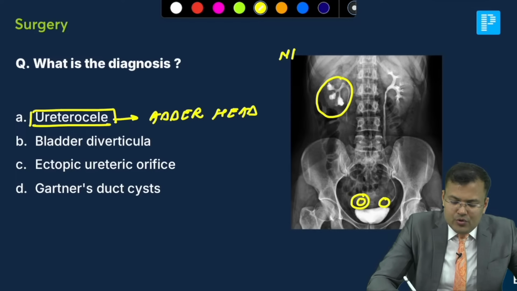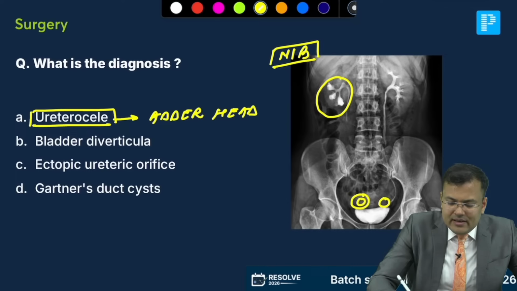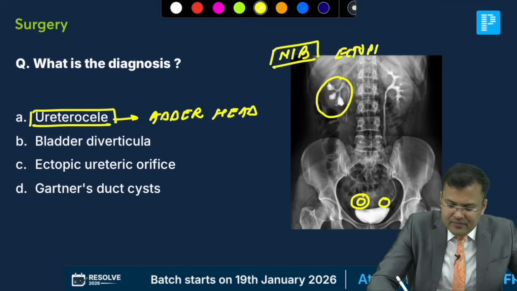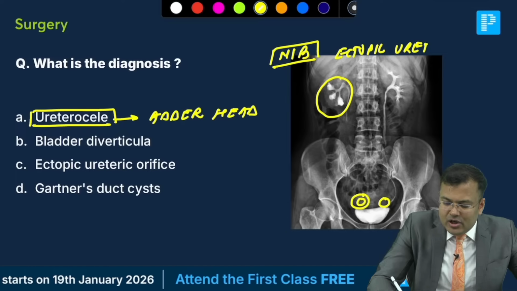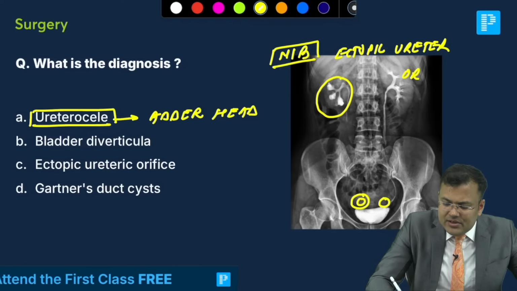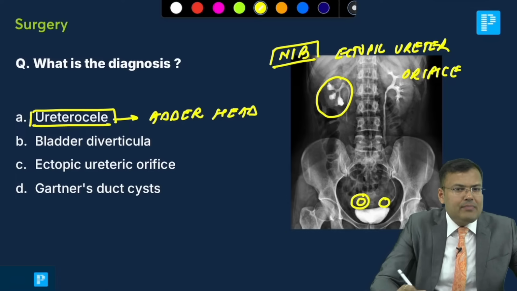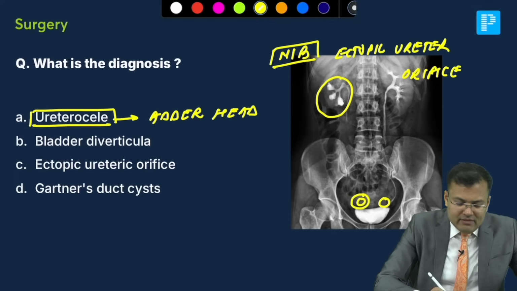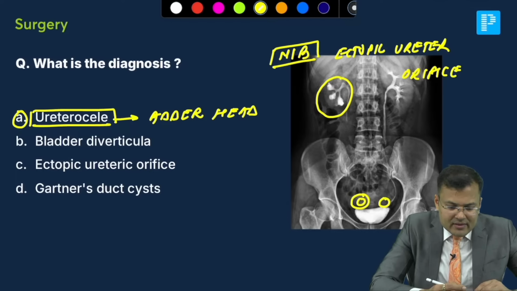Can you tell me in which condition the drooping lily sign is seen? It is seen in neuroblastoma, and it is seen in ectopic ureteric orifice. Neuroblastoma and ectopic ureteric orifice. And the traditional question is what? Adder head or cobra head appearance. In what will it be seen? Obviously it is seen in ureterocele.